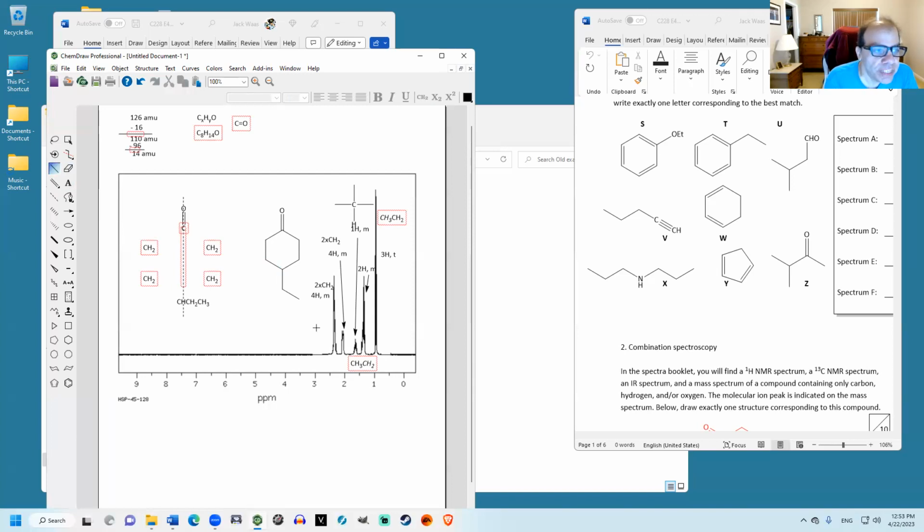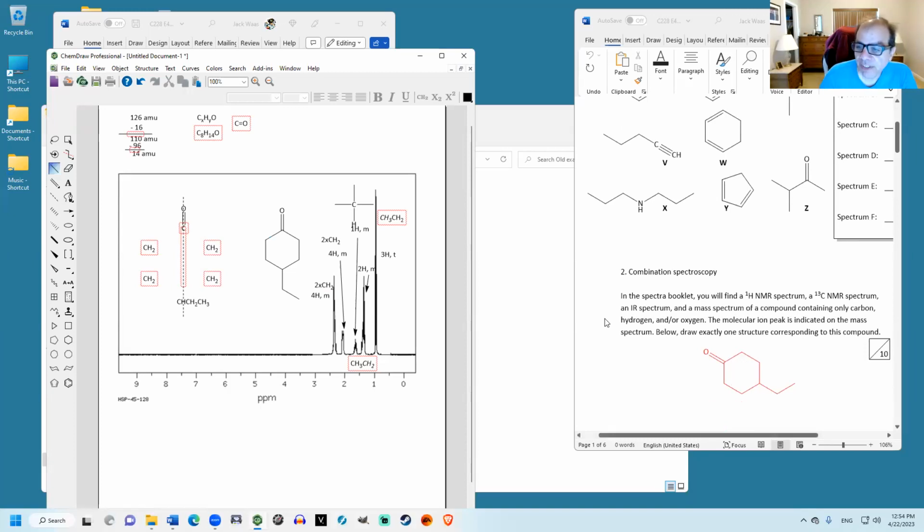Let's make sure the formula is C8H14O: 1, 2, 3, 4, 5, 6, 7, 8 carbons. As for the hydrogens, 3 plus 2 is 5, plus 1 is 6, 8, 10, 12, 14. So it fits our molecular formula. If you wanted to at this point, you could go back to your mass spectrum and see if, for instance, you can see the ethyl fragment. I'm quite confident you will at 29 AMUs. But at this point, I think we can be reasonably confident that this is the structure of our compound, which indeed it is.